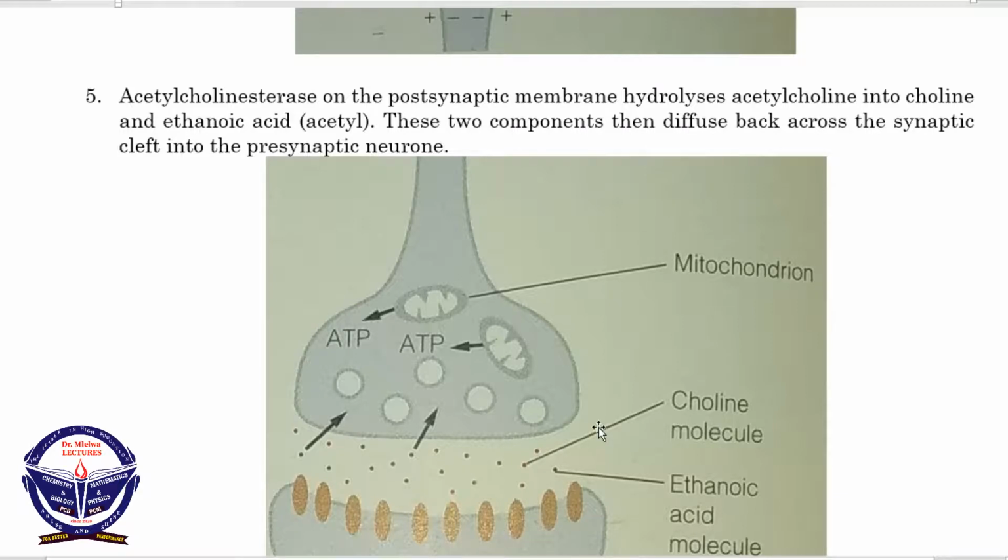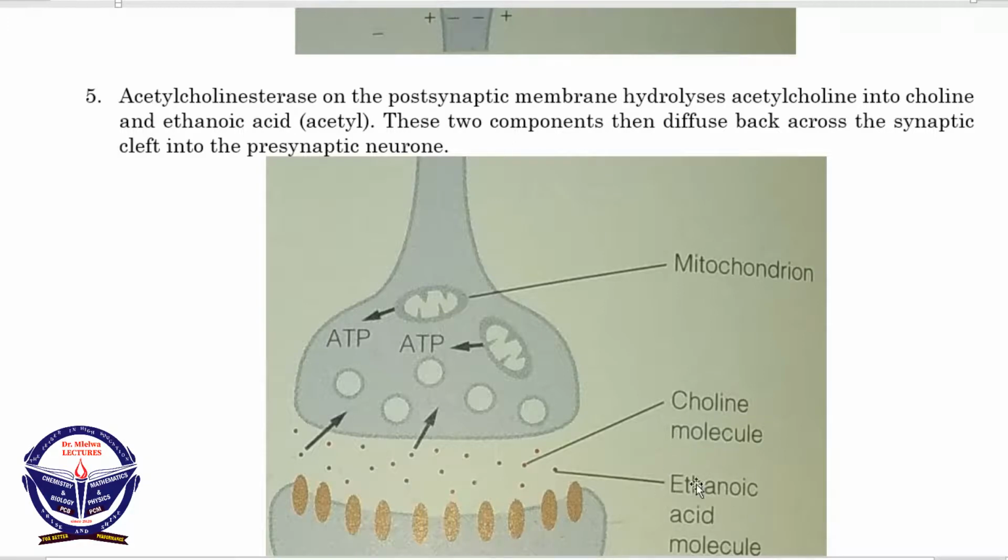So we have the green dots, which are ethanoic acid molecules, that is acetyl, and the red dots, which are choline molecules. They diffuse back into the synaptic knob, into the presynaptic neuron. After diffusing back, energy is released by the mitochondria in the form of ATP, and it is used to combine the acetyl and choline. This combination will regenerate the acetylcholine molecule.